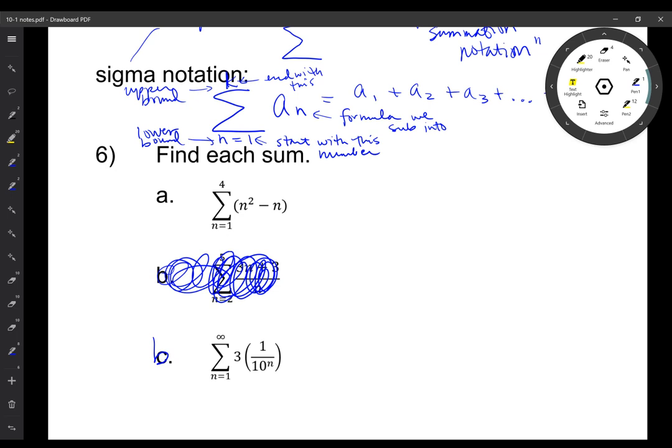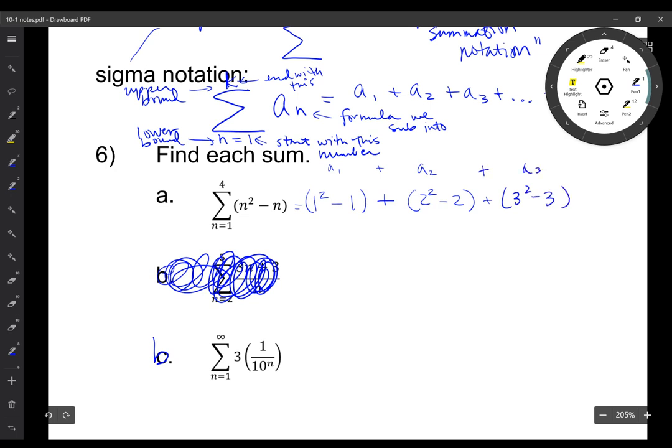So what this means is I need to start with 1. So if I substitute 1, I'm going to have 1 squared minus 1. And that's going to be my first term. This is going to be my a sub 1. And then I need to add, and I'm going to substitute in 2 now. So I'll have 2 squared minus 2. And that's going to be my a sub 2. And then I'm going to add, and then I will have 3 squared minus 3. And that's going to be my a sub 3. And then my last term, my a sub 4 term, would be 4 squared minus 4.